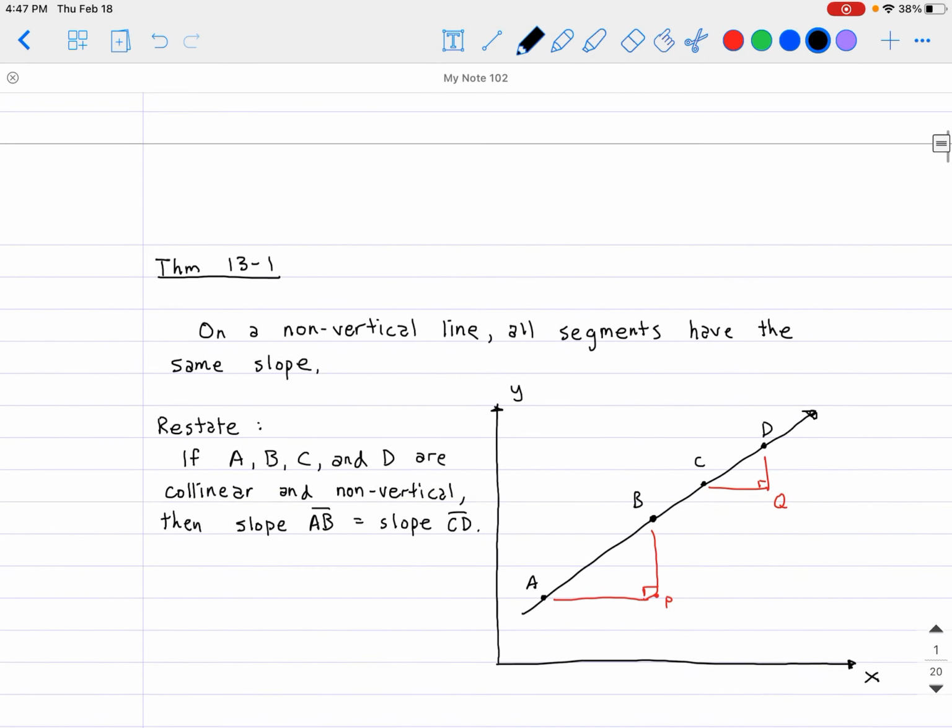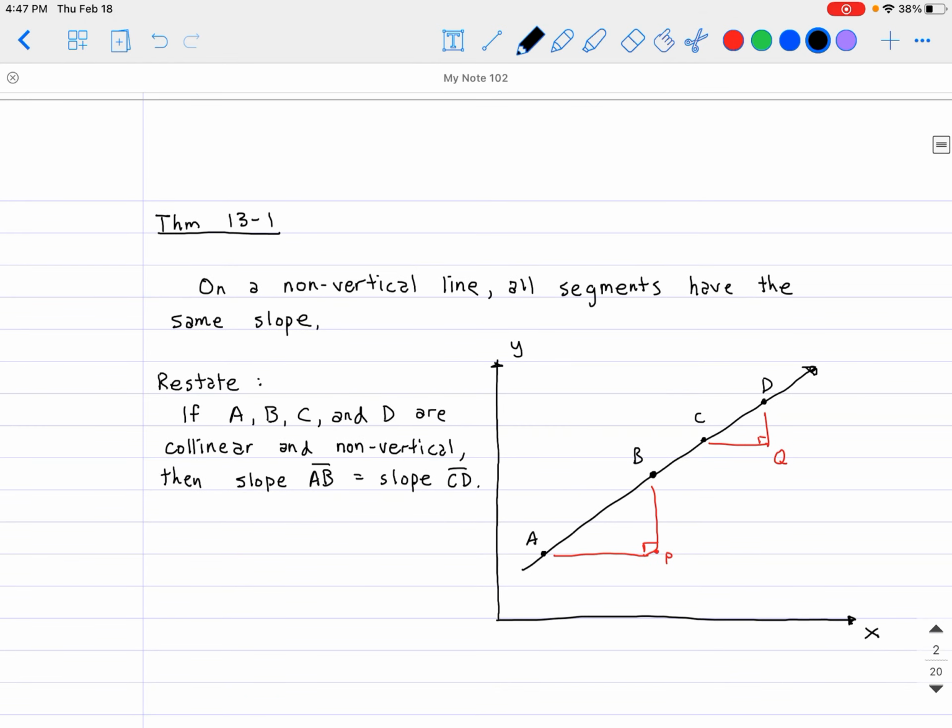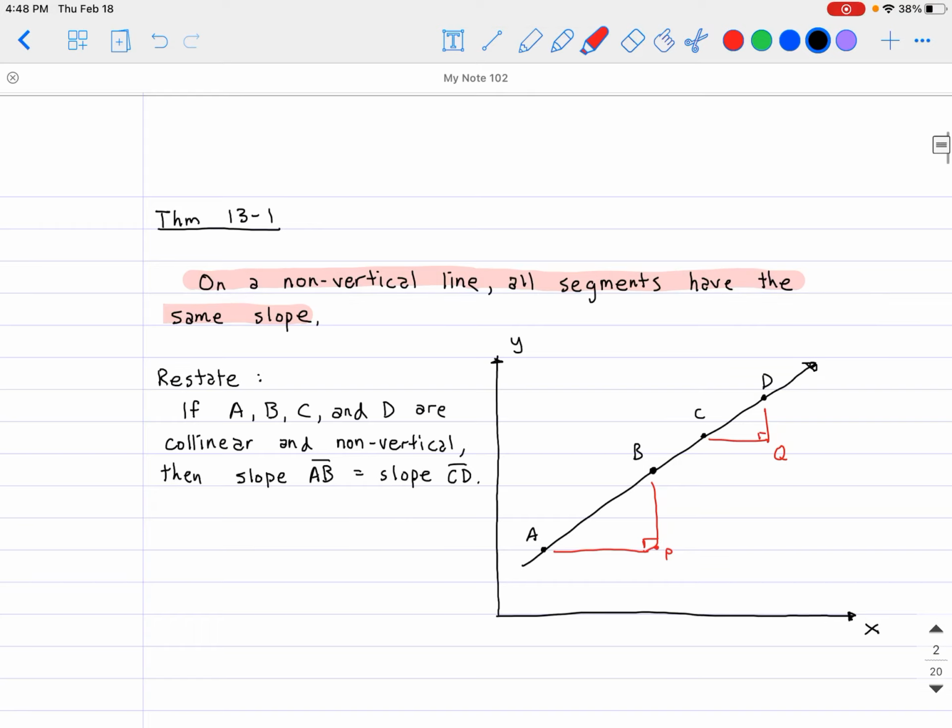Okay, now let's look at this next one here, which is a theorem. Here in this theorem, we are saying that if you have a non-vertical line, then all segments are going to have the same slope. So let's say that here, what we're trying to do is find the slope of this line right here. This theorem basically tells you that no matter what 2 points you pick to find the slope, it's always going to come out to be the same thing. As a restatement, if A, B, C, and D are collinear, that's the most important part, and non-vertical because of the prompt that we're given, then the slope of AB would be equal to the slope of CD.